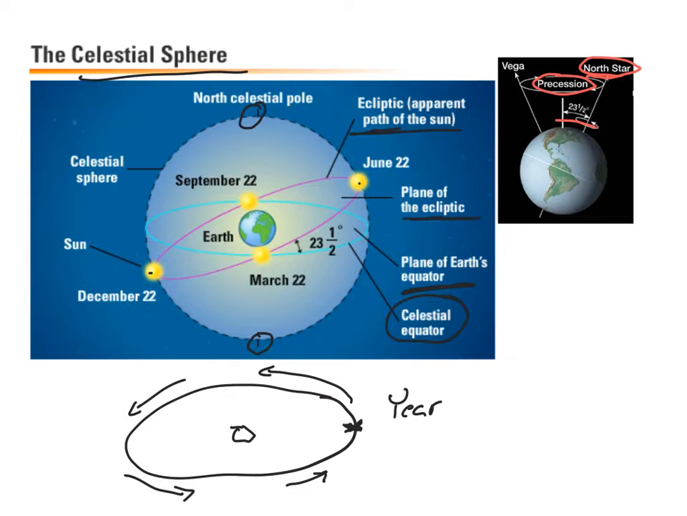Back in the early Middle Ages, it was actually a star in the constellation Draco, but we've gone through our precessional rotation, and that's caused Polaris to be our North Star now.